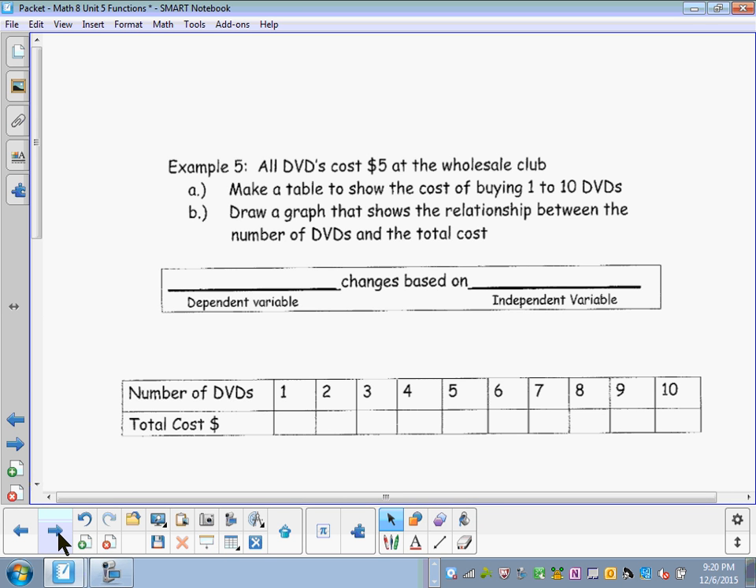Example 5, all DVDs cost $5 at the wholesale club. Make a table to show the cost of buying 1 to 10 DVDs. Draw a graph that shows the relationship between the number of DVDs and the total cost. So first you need to decide which is the dependent variable. So what changes based on the other thing? The two variables we have are the number of DVDs and the total cost. So go ahead and do example 5.